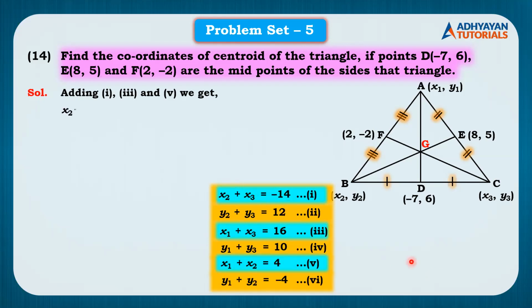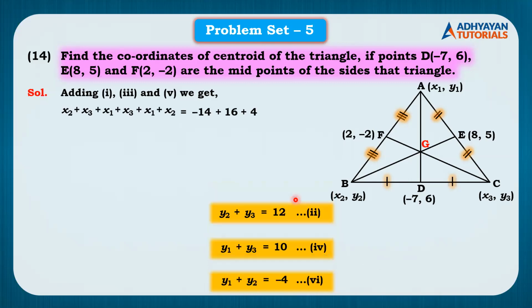सो x2 प्लस x3 ये हो गया फर्स्ट लेफ्ट हैंड साइड. फिर नेक्स्ट क्या है x1 प्लस x3, सो प्लस x1 प्लस x3. फिर लेफ्ट हैंड साइड क्या है प्लस x1 प्लस x2 इज इक्वल टू, राइट हैंड साइड ऐड करोगे तो -14 प्लस 16 प्लस 4. हमने x कोऑर्डिनेट्स को ऐड किया. अभी आपको समझा होगा क्यों x कोऑर्डिनेट्स को ऐड किया है, बिकॉज सेंट्रोइड में तीनों कोऑर्डिनेट्स को ऐड करना होता है. सो नाउ इफ यू सी, x2 2 बार आया है, x1 भी 2 बार आया है एंड x3 भी 2 बार आया है.